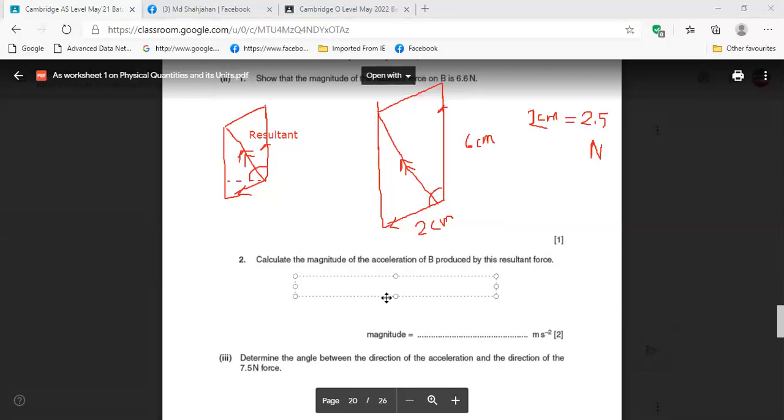You give 6.6 because the standard value is given in the question already. Look, show that the magnitude of the resultant force on B is 6.6. So you should use that one. Your scale diagram, they will give marks on it. This is okay, but when you are doing calculation, you do calculation from the given value. So the answer should be 8.8 meter per second square. Is it clear? Yes, sir.